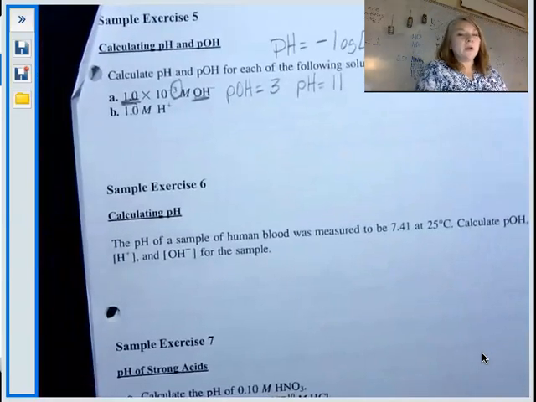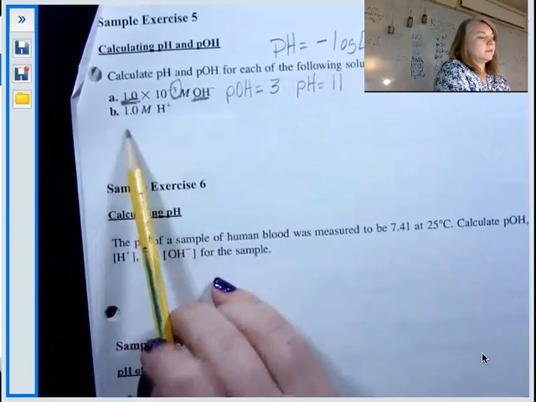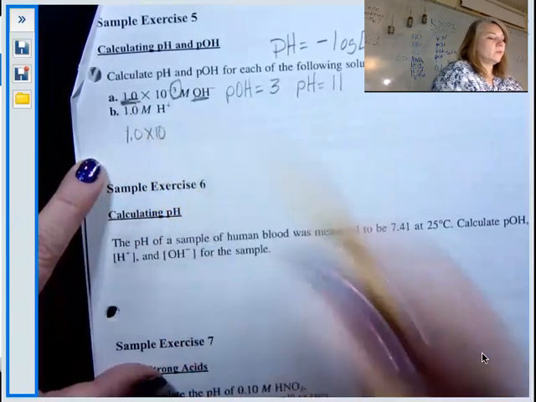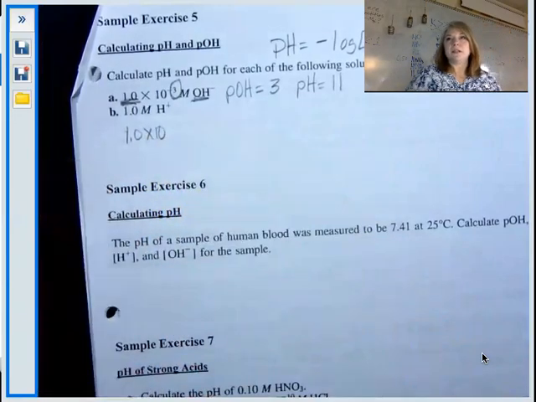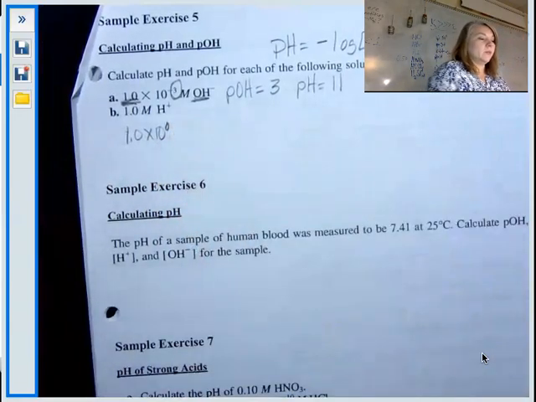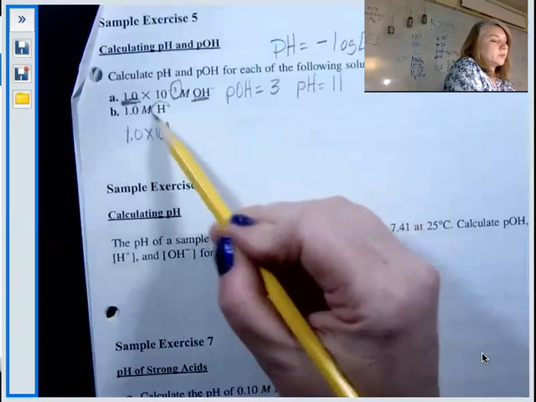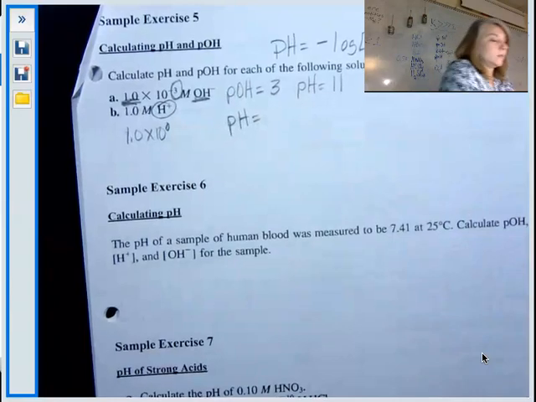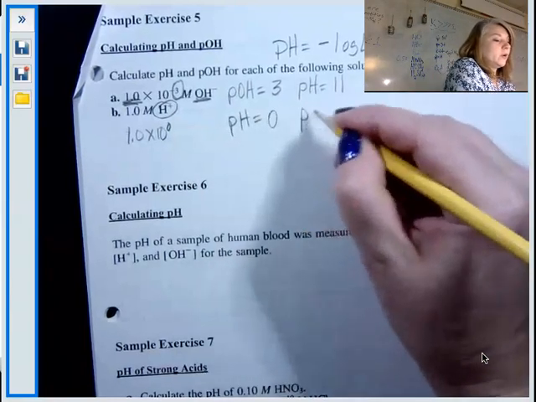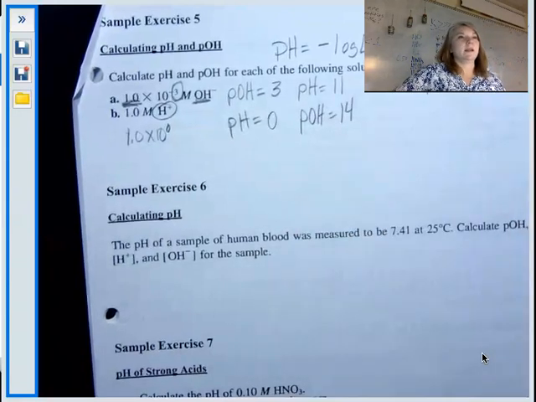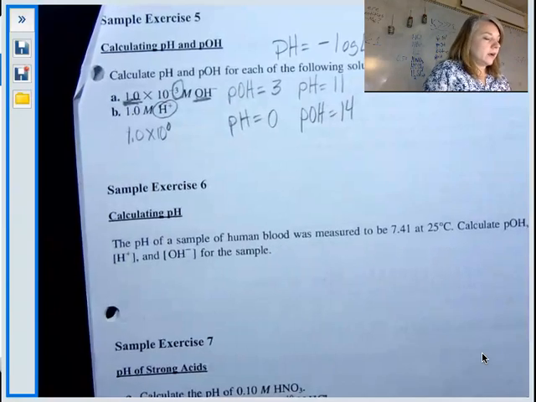Now we're looking at B. If I wrote that number in scientific notation, what would 1 be in scientific notation? 1.0 times 10 to the, am I having to move my decimal point any? No. So times 10 to the 0, right? And so if this is the H plus and I'm looking at pH, my pH would be a 0 and my POH would be a, there you go, 14. Nice.